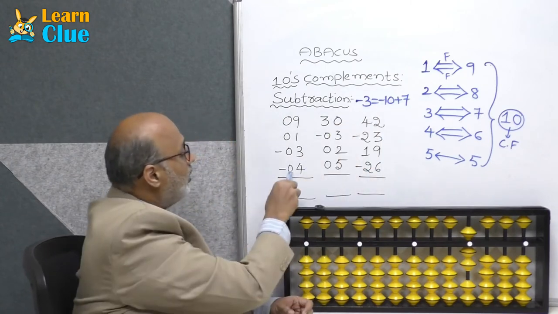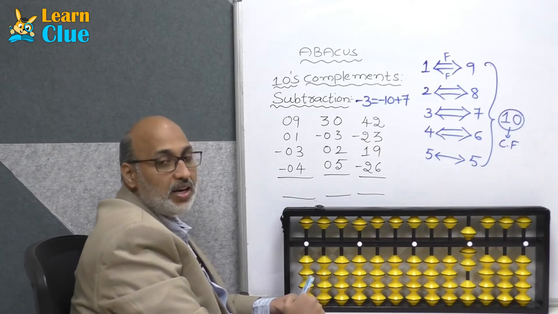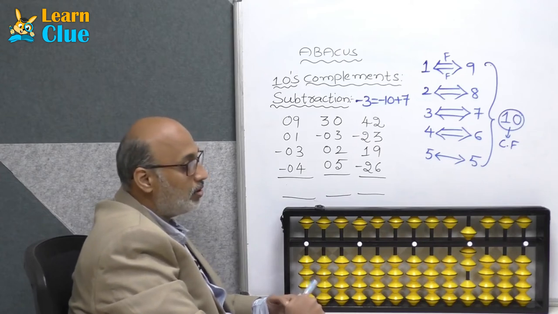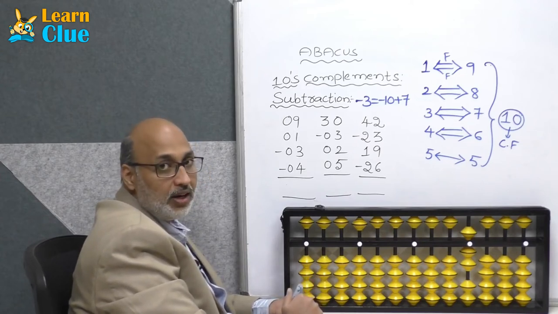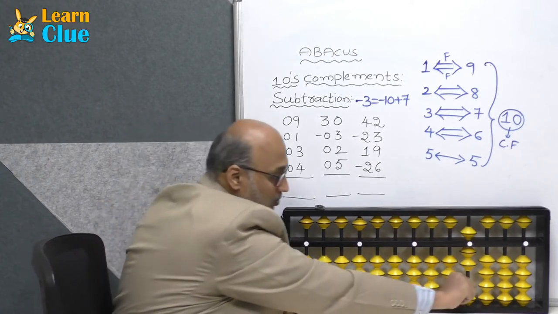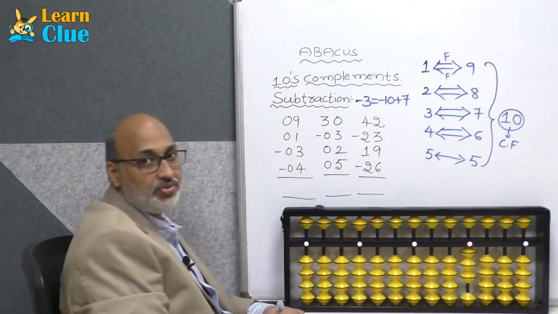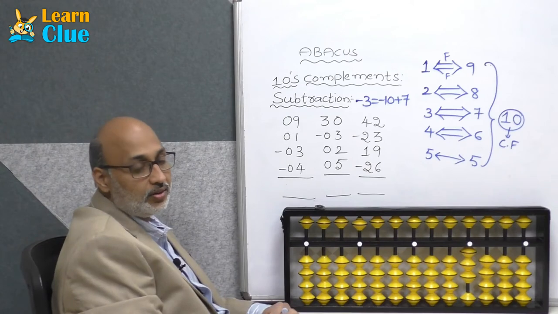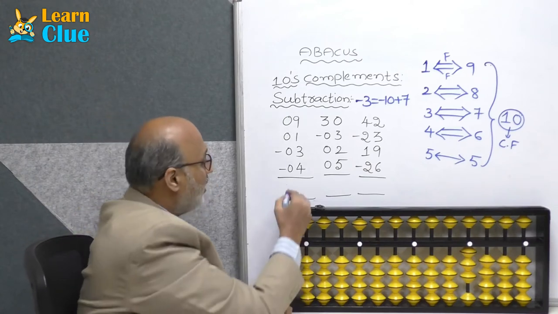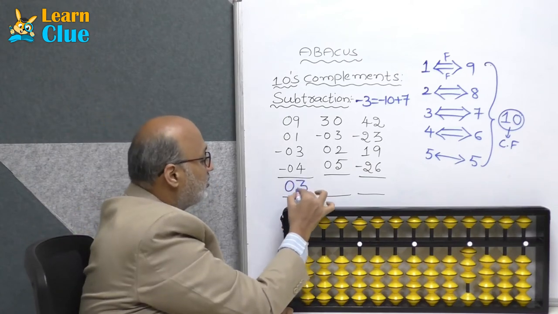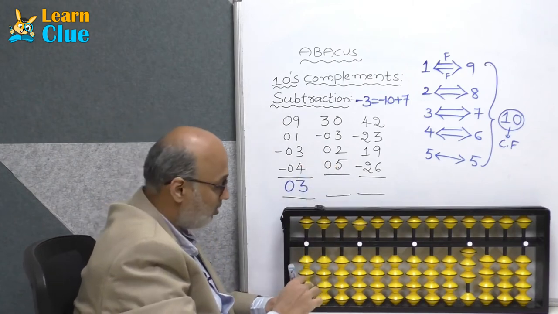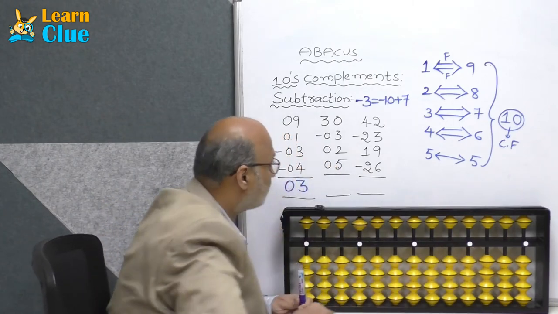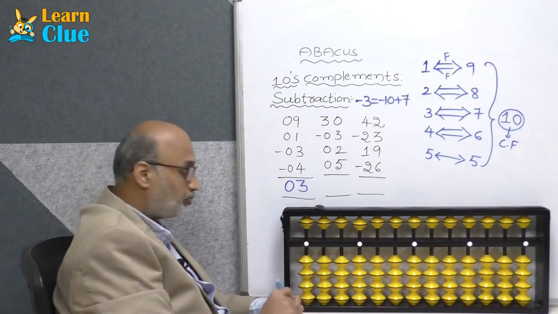Okay. Now, they are asking minus 4. How to do minus 4? Think. Minus 4 is nothing but plus 1 minus 5. Isn't it? Now, tell me what is the answer? Answer is 3. Clear the Abacus. See next problem.